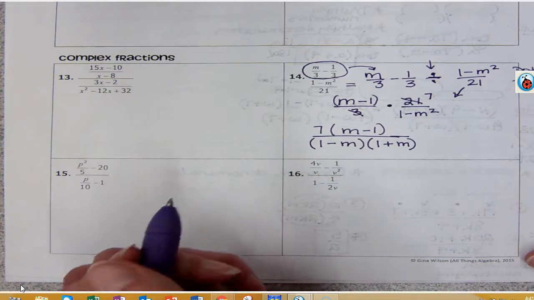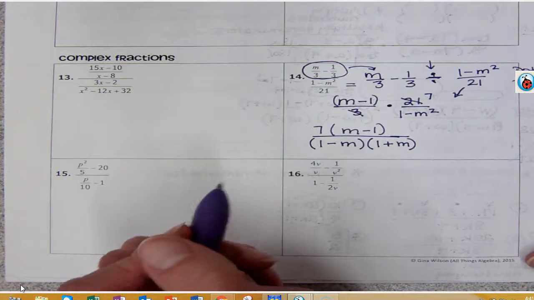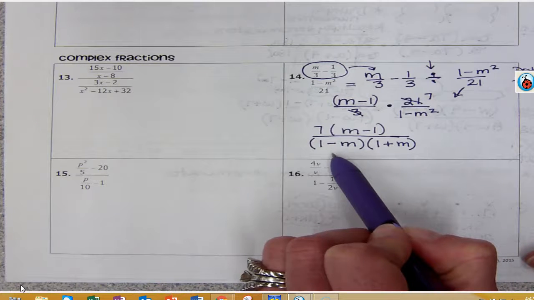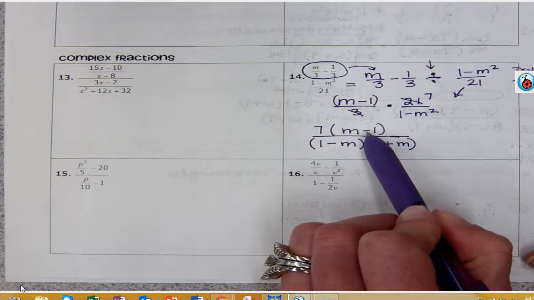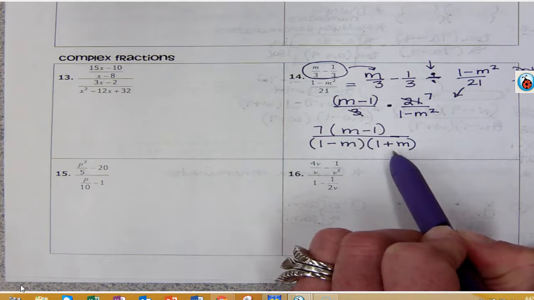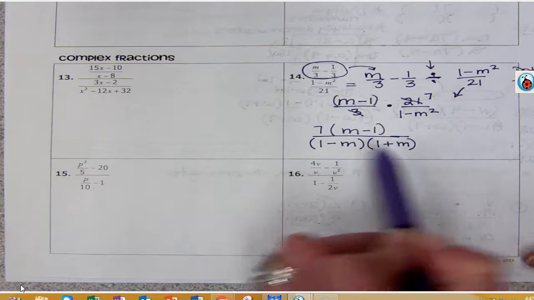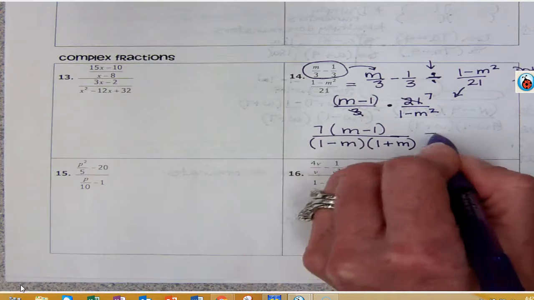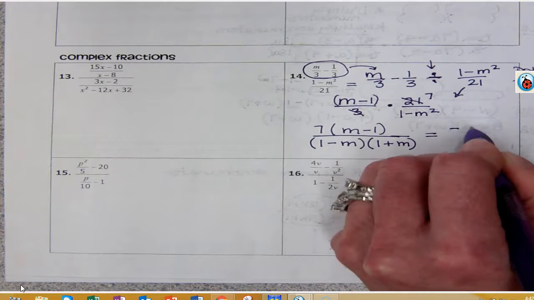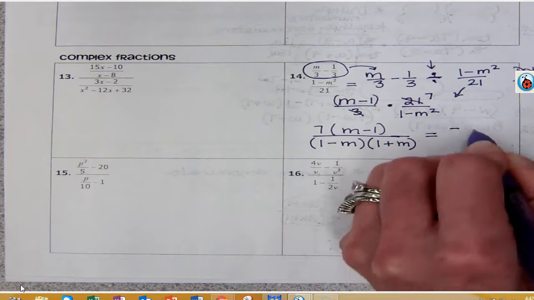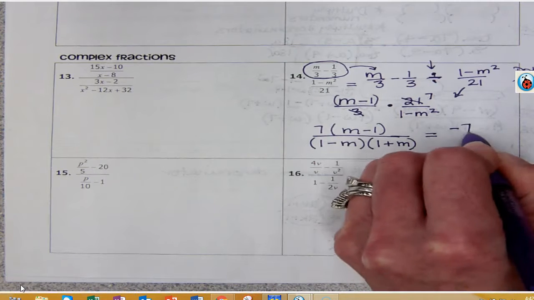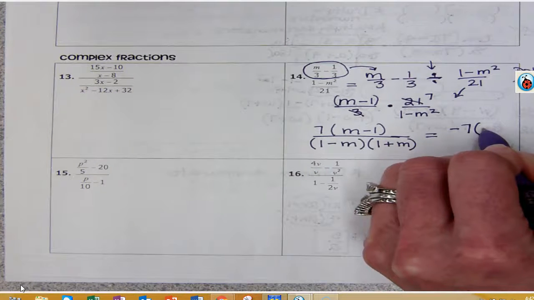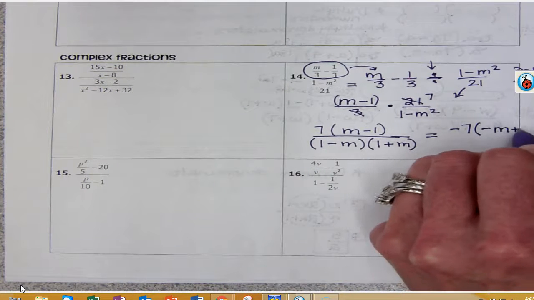Alright, now here's where we do that taking a negative sign out, because m minus 1 is not the same as 1 minus m. M minus 1 is not the same as 1 plus m. But if I factor out a negative 1, then that's going to change this to negative m plus 1.